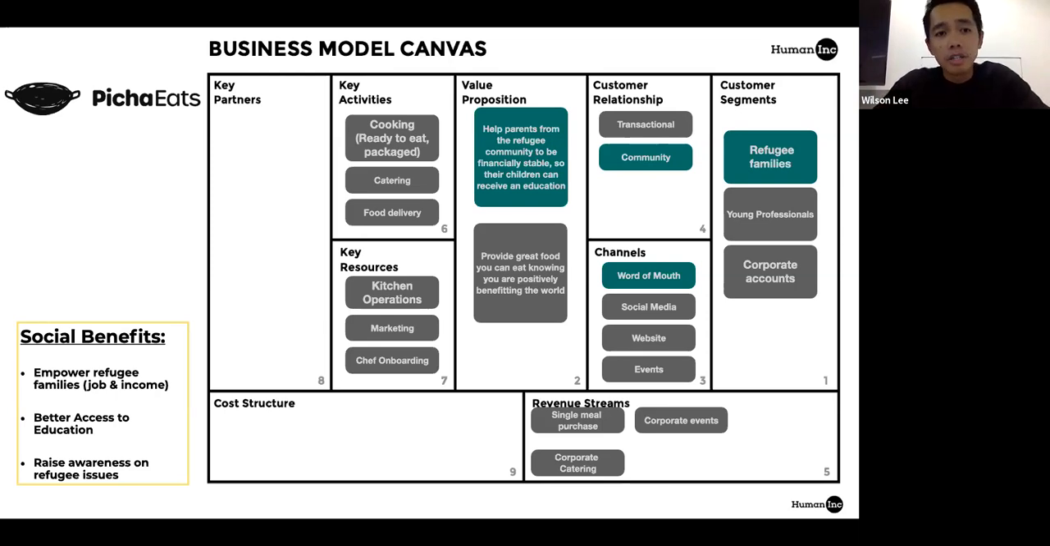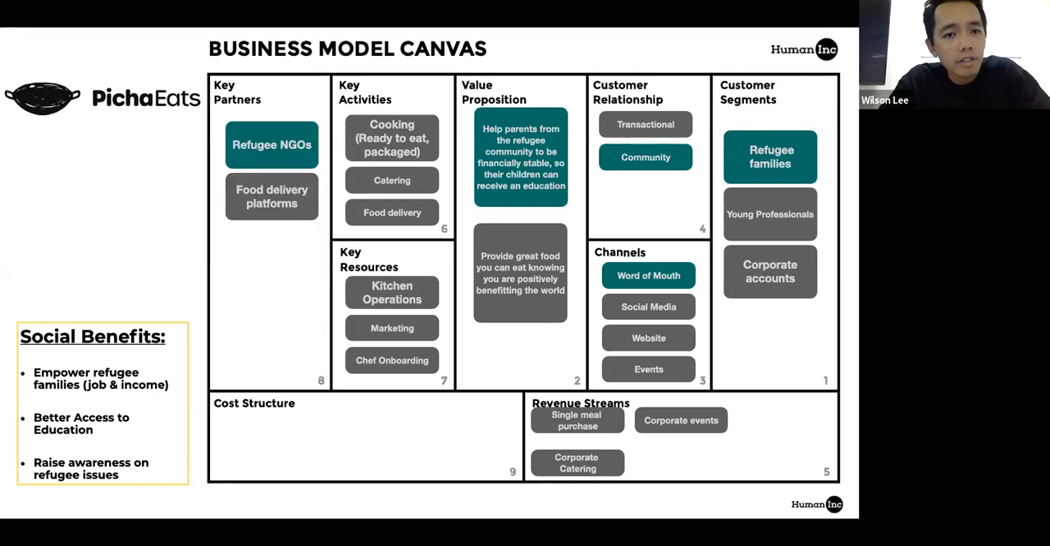And then the resources that you need. How is it different from the activities? Resources enable the activities. So to enable cooking, you need kitchen operations, you need chefs, you need people to buy the food, prep the food and all that. You need marketing. How are you going to get the word out? And of course, chef onboarding. If you're thinking about refugee families, maybe they need to be onboarded and trained on how to prepare food commercially so that it's safe and good to eat.